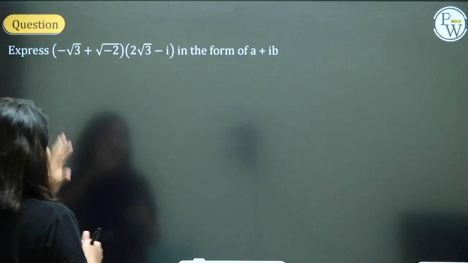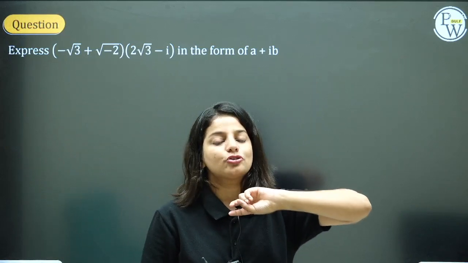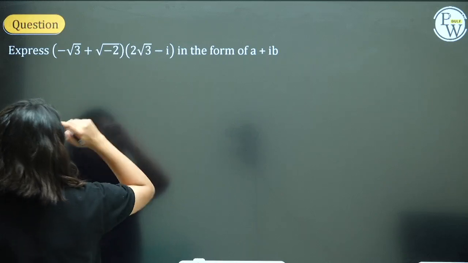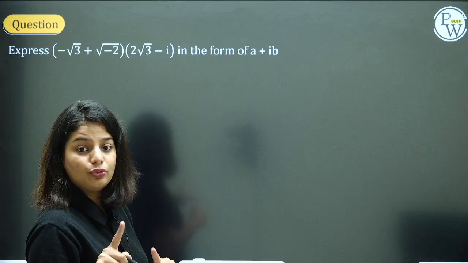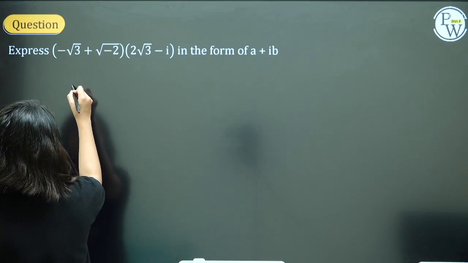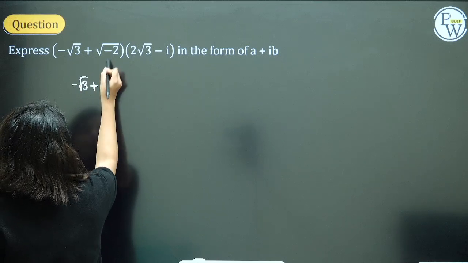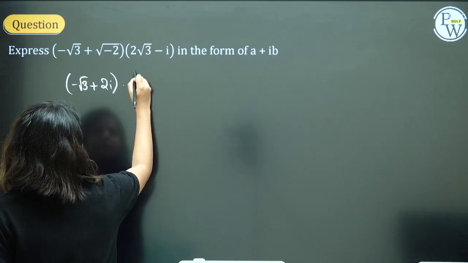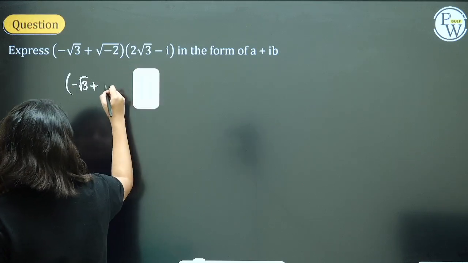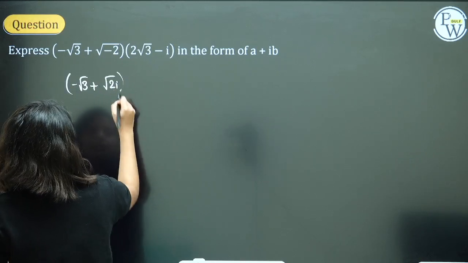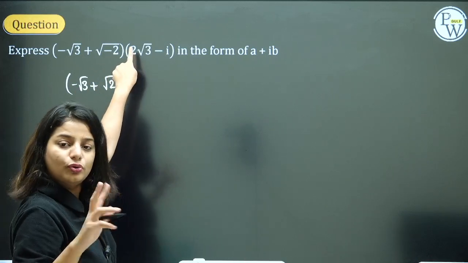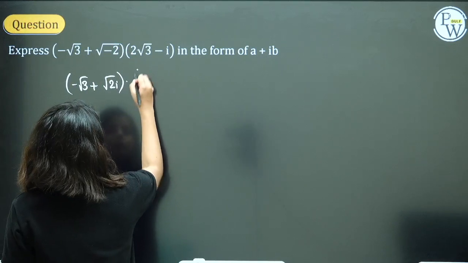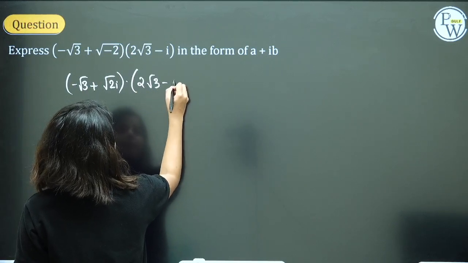Here is a question: express it in the form of a plus ib. It's normal multiplication. Minus root 3 plus root of minus 2 into 2 root 3 minus i. Firstly, minus root 3. Root of minus 2 can be written as root 2 i, my bad. Root 2 is root 2, root of minus 1 is i, into 2 root 3 minus i.